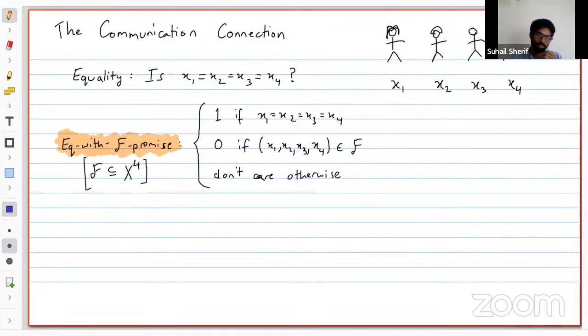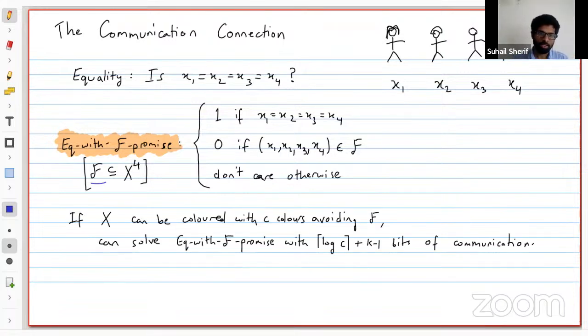The question we're interested in is equality, but with an extra promise. So if their inputs are all equal, they have to output 1. But they're promised that if their inputs are not equal, they're still coming from this set script F here. So script F does not contain a tuple which is all the same. I've not written that down, but it's implicit. And we have this promise that if your inputs are not equal, they're in fact from this set. And that should make things a bit easier for our players.